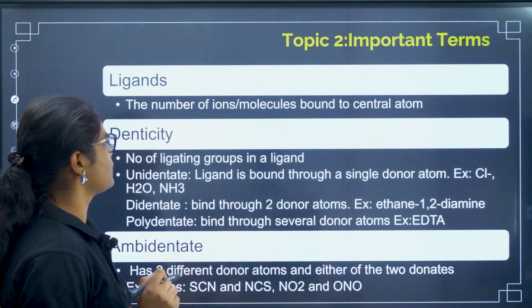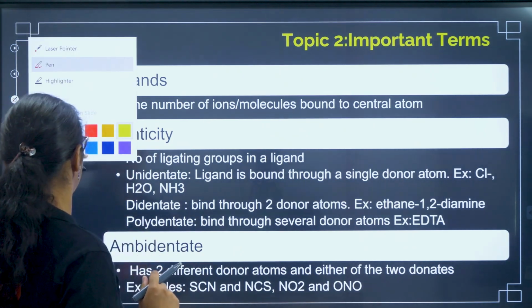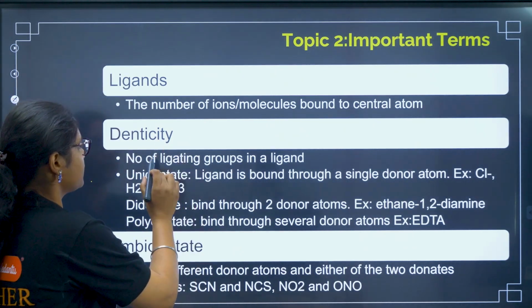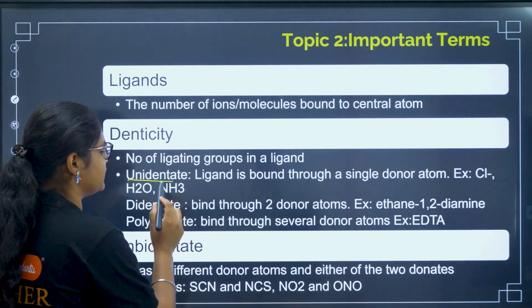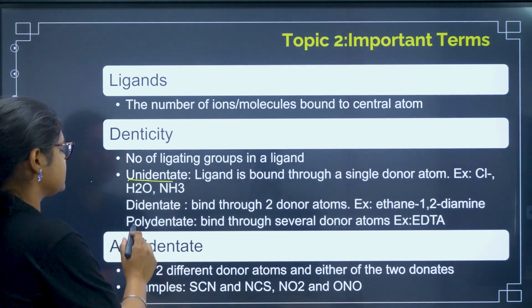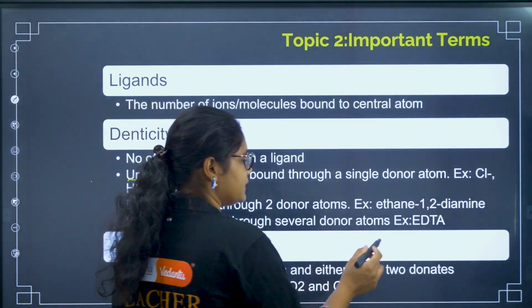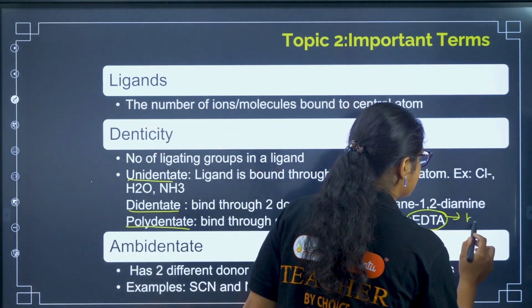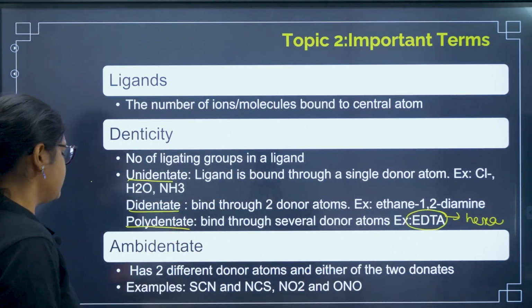Now going to the next topic, that is important terms. I'll be discussing some very important terms from where you can expect questions. First of all, you'll get questions from denticity. What you have to remember are some examples of unidentate ligands, some examples of didentate ligands, and some examples of polydentate ligands. Here EDTA, remember it is a hexadentate ligand. Just examples you can remember.